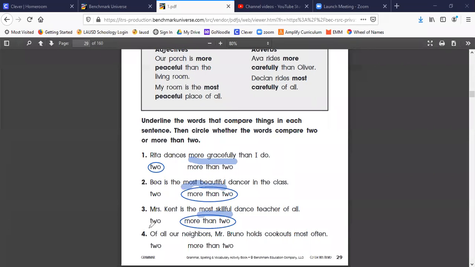Finally, on number 4, of all our neighbors, Mr. Bruno holds cookouts most often. Do you see more or most in there? Of all our neighbors, Mr. Bruno holds cookouts most often. So again, we're using the word most, and they're saying of all. We are comparing more than 2.